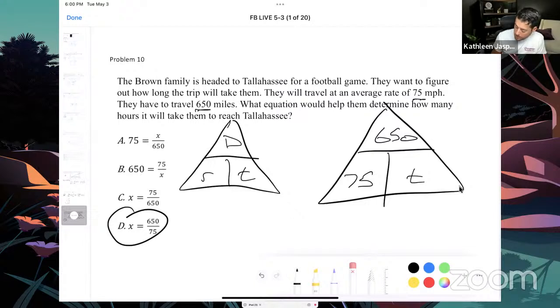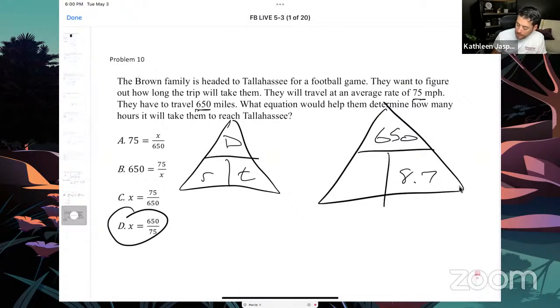Ugh, it's a terrible number. In this case, it's 8.7. I know that's an ugly number, but whatever. So what would be the case? Oh, I don't want to do that. 75.